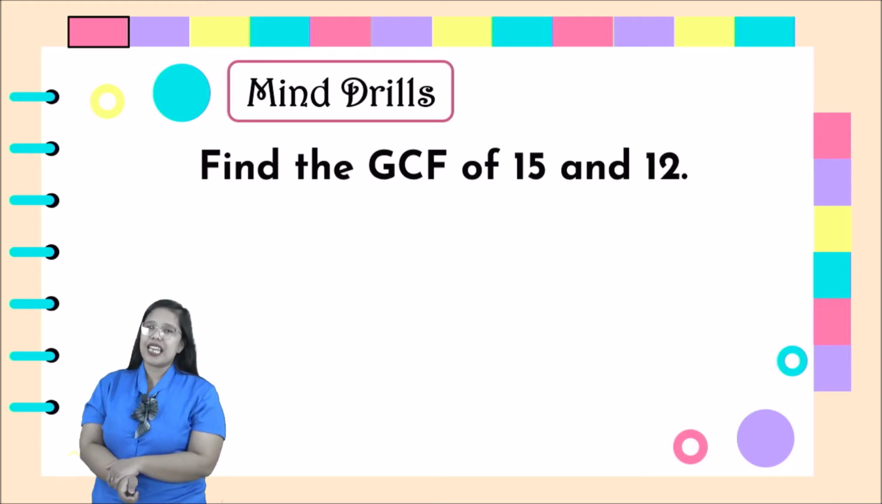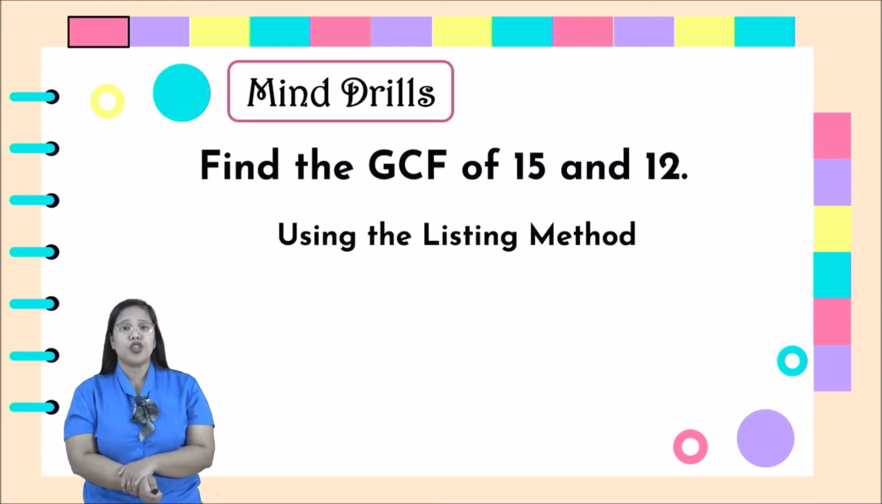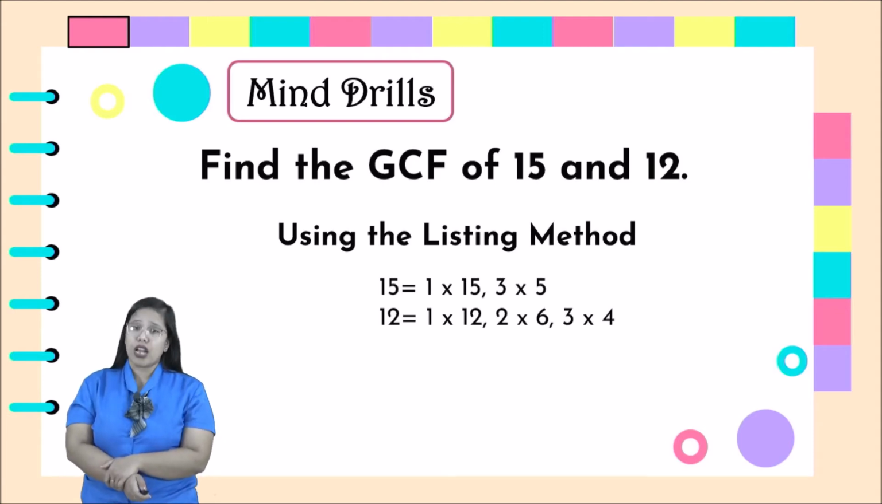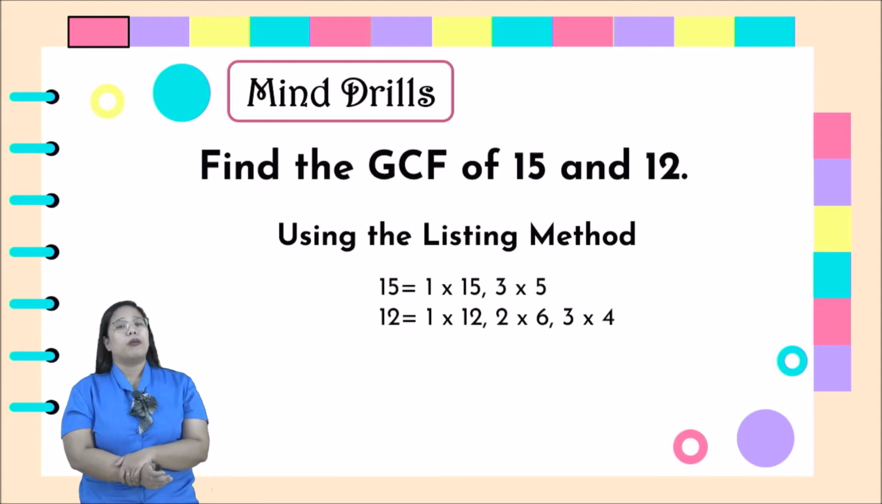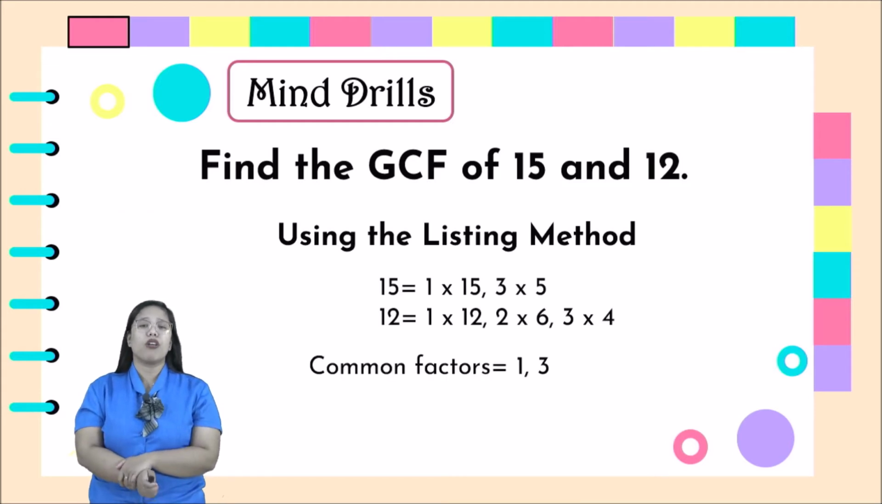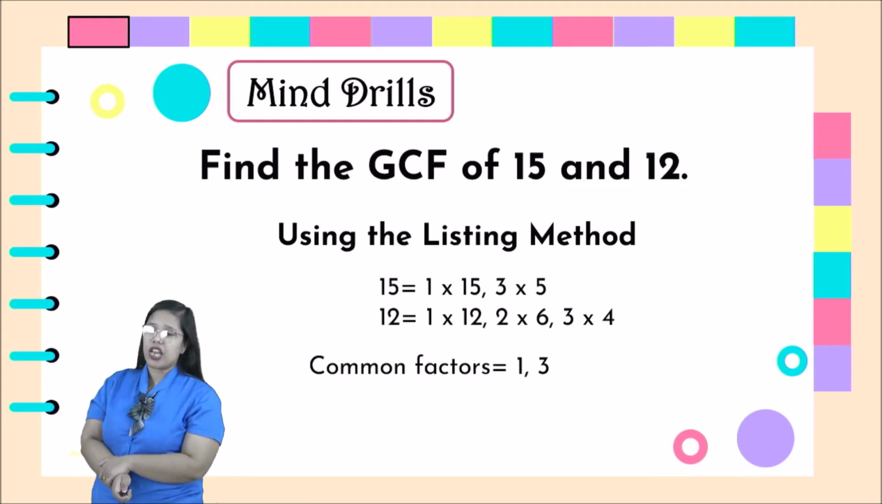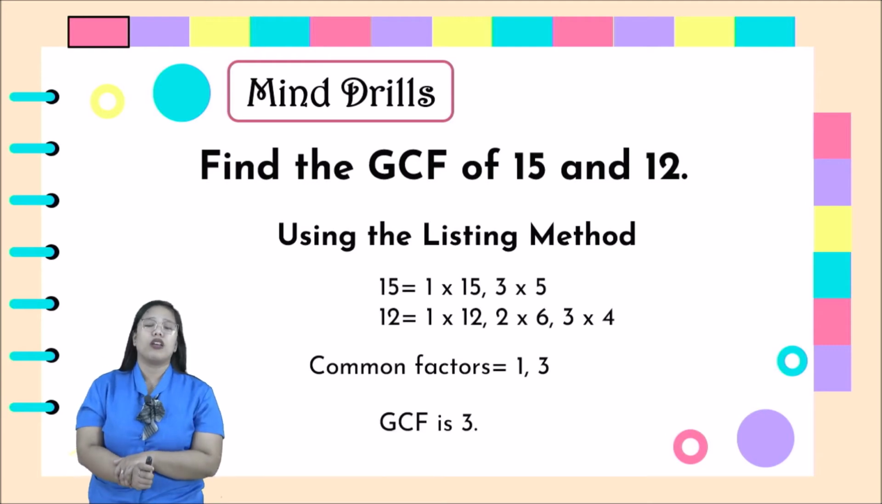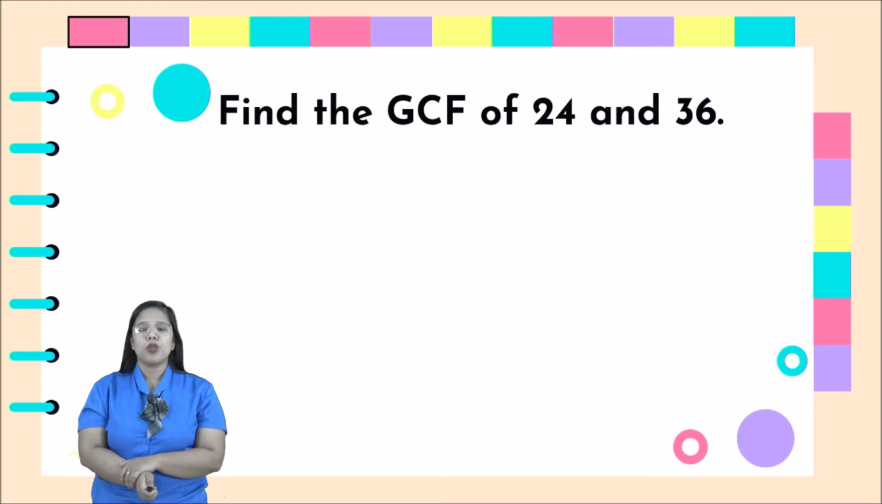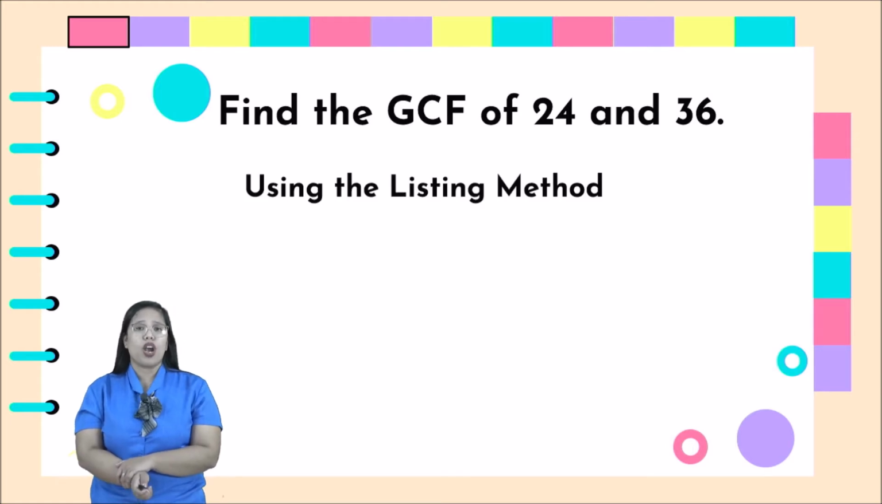Find the GCF of 15 and 12 using the listing method. So as you can see, these are the factors of 15 and 12. So the common factors are 1 and 3. Therefore, the GCF is 3. Next one, we have 24 and 36. Again, we will be using the listing method.